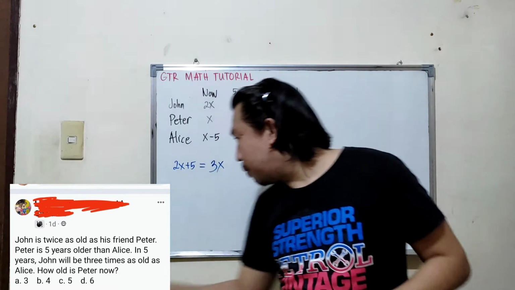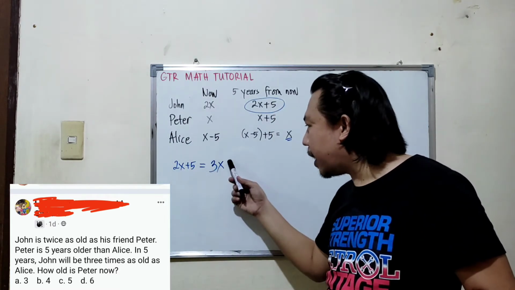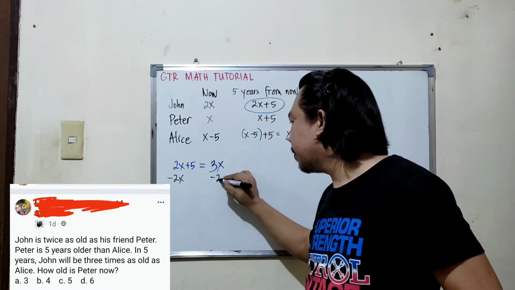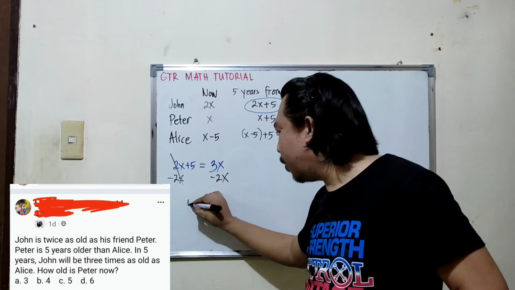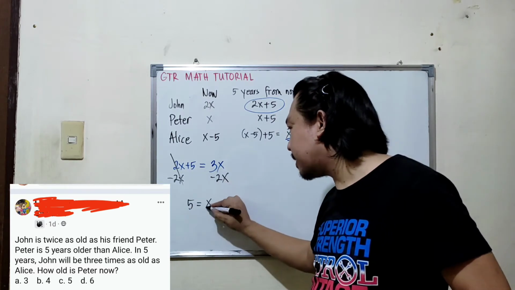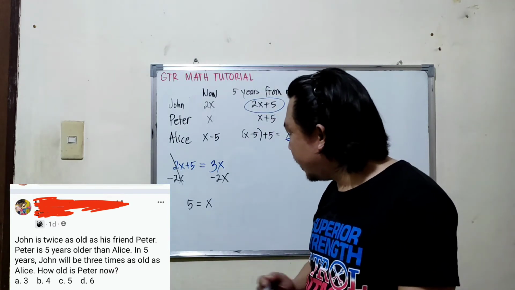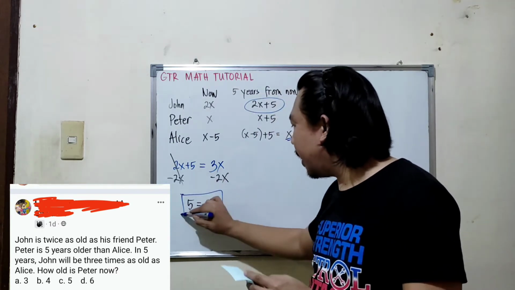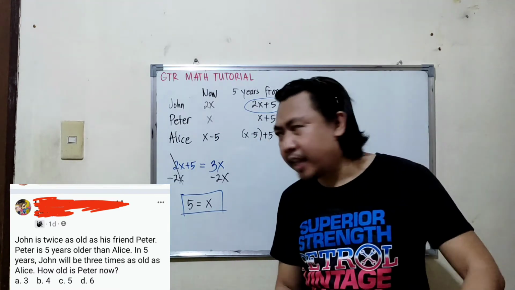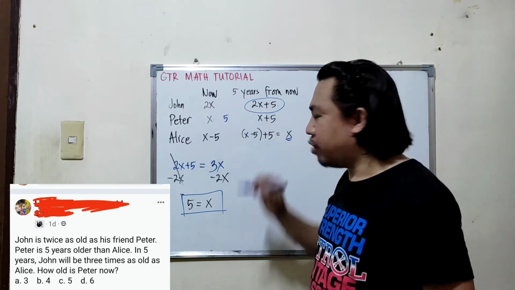Just solve for x, combine 2x and 3x. Parehas positive, dali natin sa mas malaki para positive pa rin siya. So, subtract 2x to both sides. At tapos na agad. Therefore, 5 is equal to 3x minus 2x. So, that will give us x. So, tapos na. Ang age ni Peter ay 5. Okay? Tapos na.